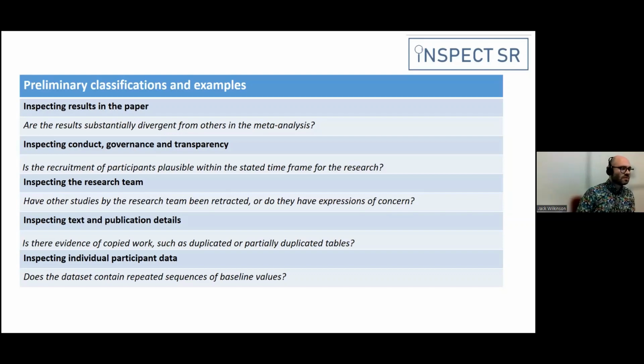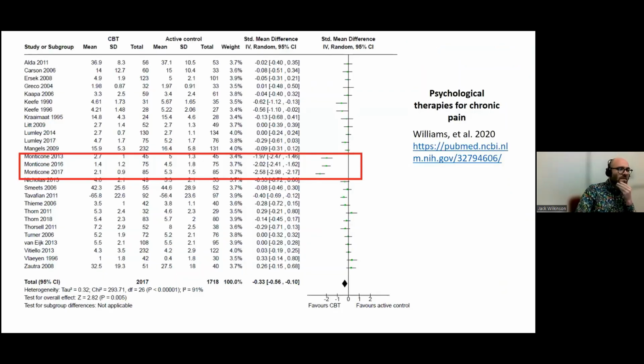So first of all, inspecting results in the paper, and we could ask, are the results substantially divergent from others in the meta-analysis? And I'll take a moment to say something about that one, because that's the kind of thing that might make statisticians at least a little bit nervous, the idea that you might exclude studies on the basis of their results. We might be worried about skewing the meta-analysis or giving the wrong answer, but let me just show you a quick example of the kinds of thing where it might be useful, I suppose.